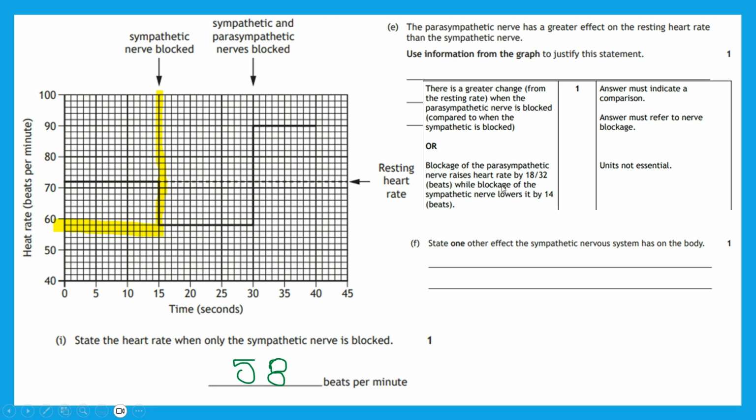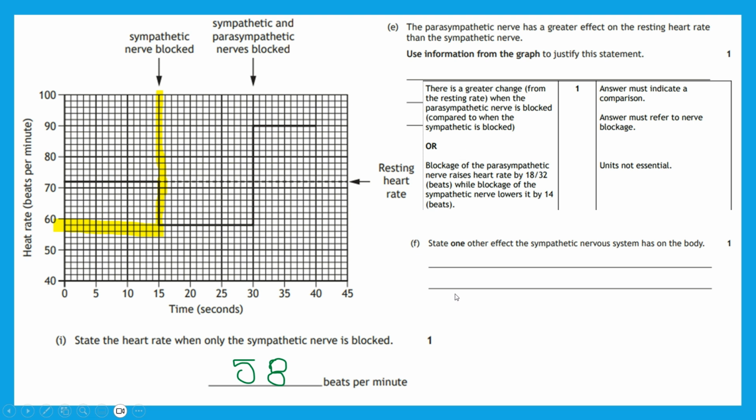Tentatively, you could have quoted some data to also justify that response. Okay. So as long as your answer included a comparison and referred to the nerve blockage, you would have picked up the marks for that question.